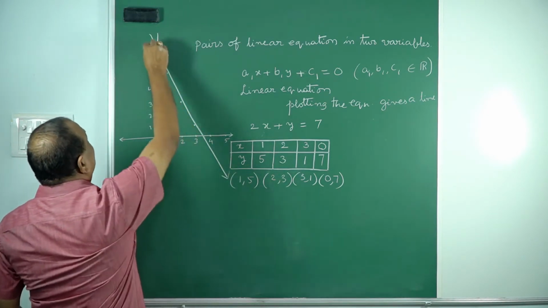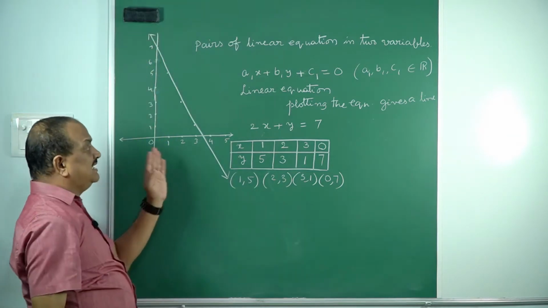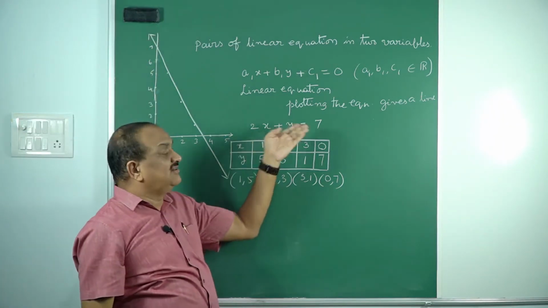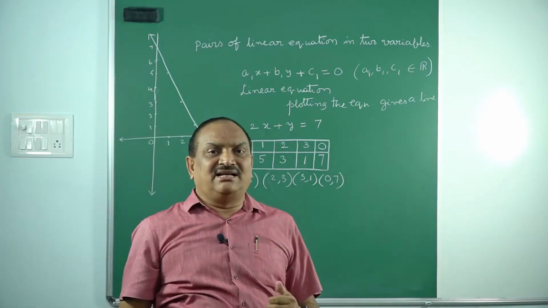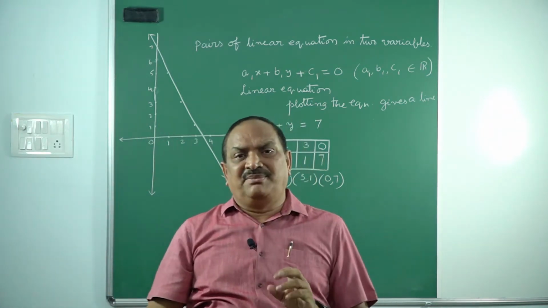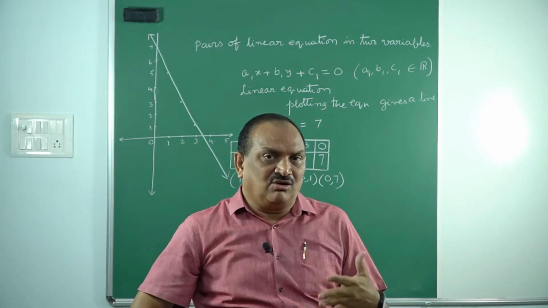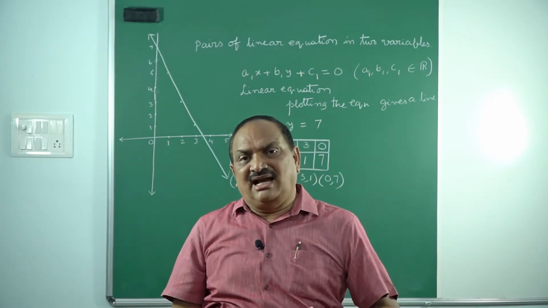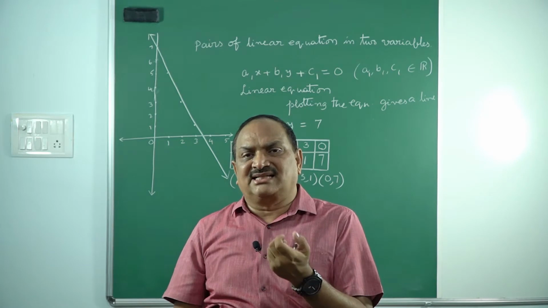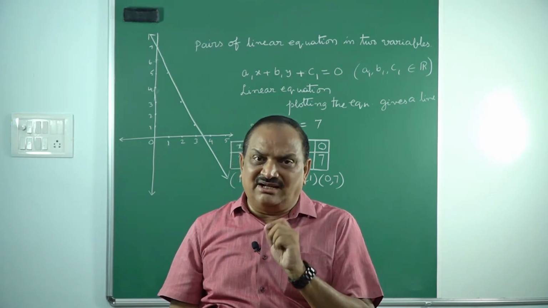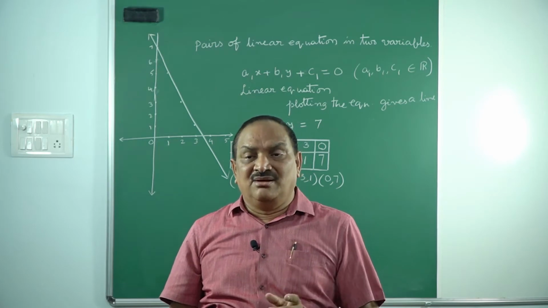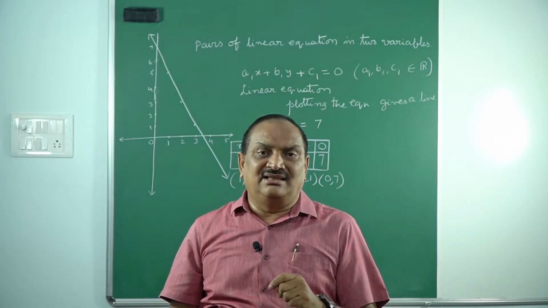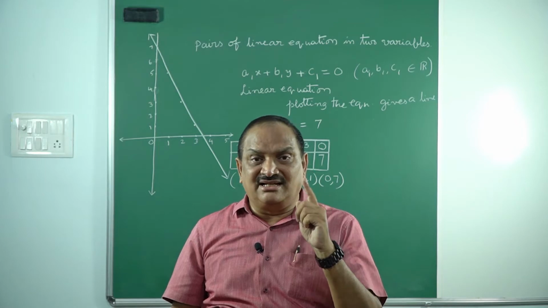So what you should understand is that all these points are collinear, and that's the reason this equation is called a linear equation. I repeat my point: why do you call it a linear equation? Choose some ordered pairs satisfying the condition of the linear equation, choose your ordered pairs x comma y, plot them on the graph paper and join them. You have to get a line. Because you are getting a line, that equation is called a linear equation.